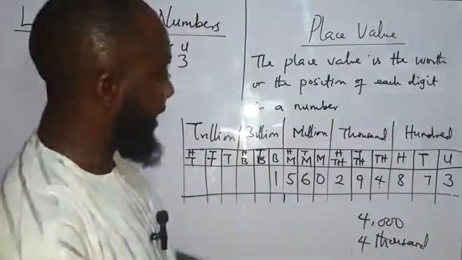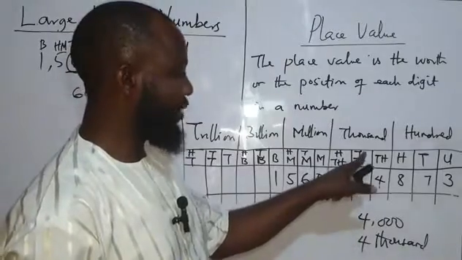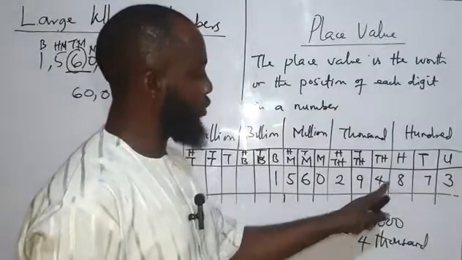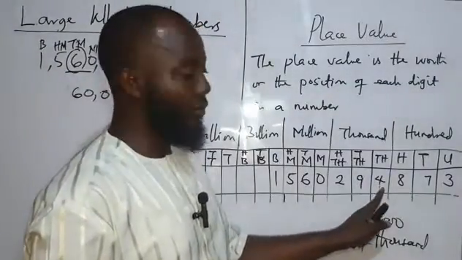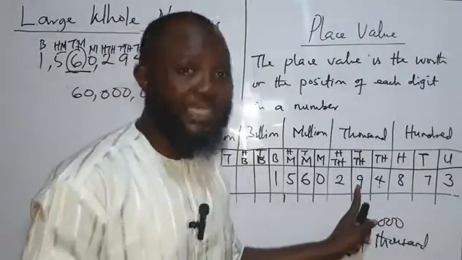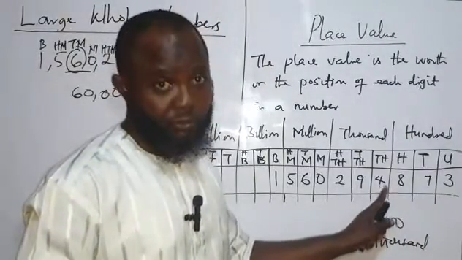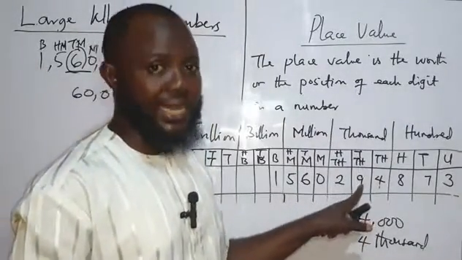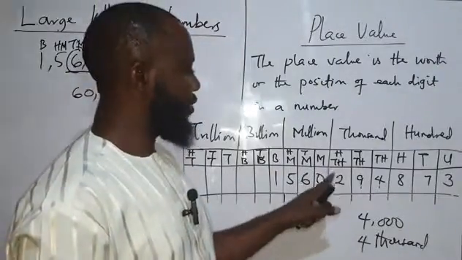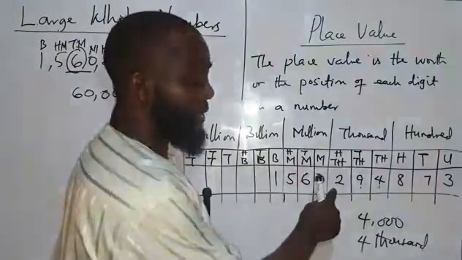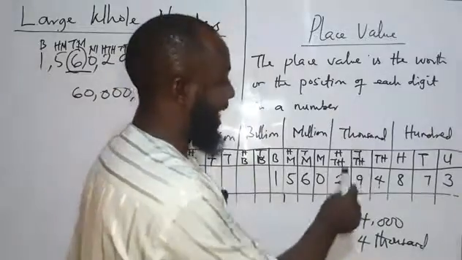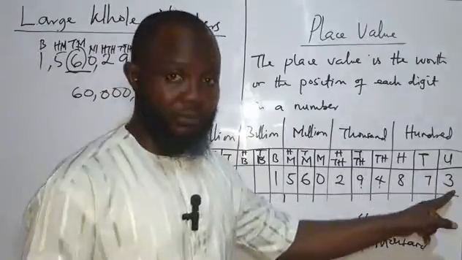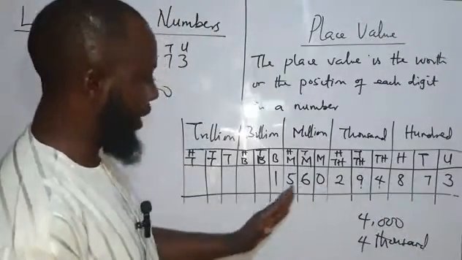Then 9 here is 9 tens of thousand. That is 10 times 9, which is 90, that is 90,000. So if you want to call this one, it will be 94,873. We did not say 94,000. It is 90,000 because this one falls under our tens. Then this one is hundreds of thousand. This will then go 294,000, that is 294,873, and so on and so forth.